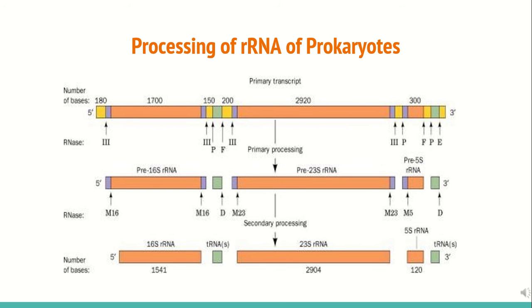Initial cleavage of pre-rRNA yields separate precursors for the three individual rRNAs. These are then further processed by secondary cleavage to the final product.